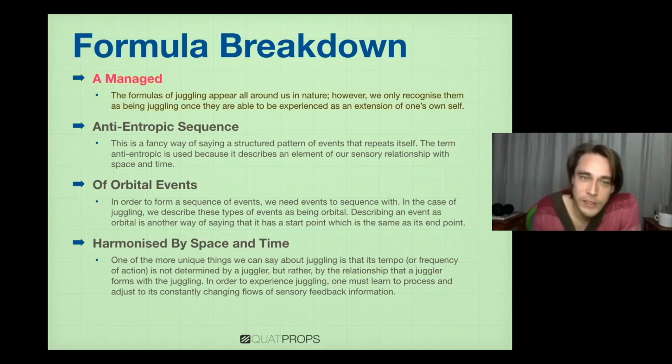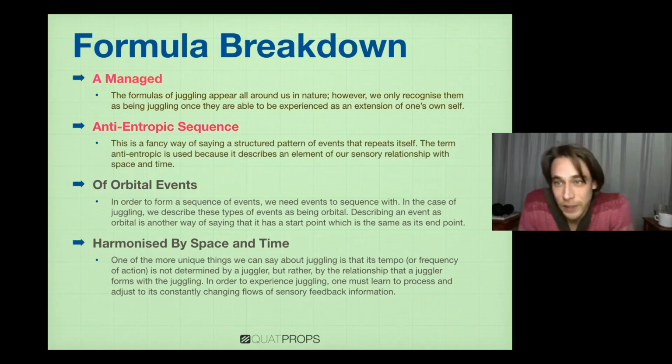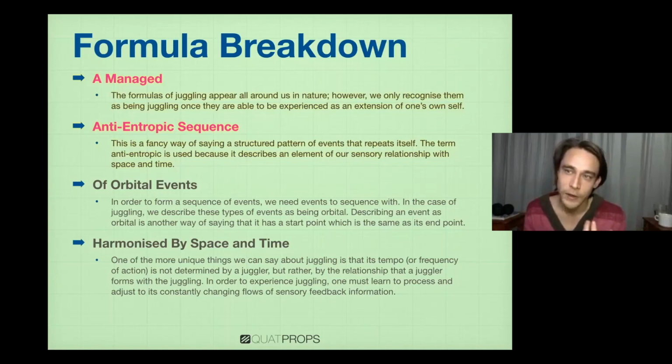Anti-entropic sequence. This is a fancy way of saying a structured pattern of events that repeats itself. We use the term anti-entropic here because we are trying to draw attention to the sensory relationship that we form with time, and how anti-entropic sequences affect that sensory relationship with time. In general, we process time in a linear way. We live in a universe that contains high entropy, meaning that things tend to go from states of order to disorder. And you don't need to understand all the physics behind this, but from a very basic sensory standpoint, understanding how we create our sense of time is important, because when we interact with juggling, we interact with time in a different way.